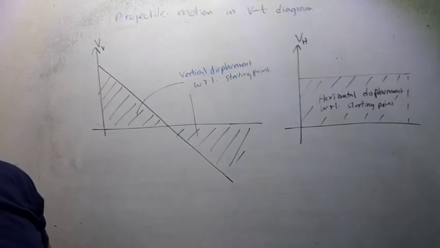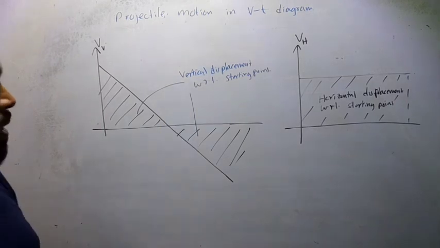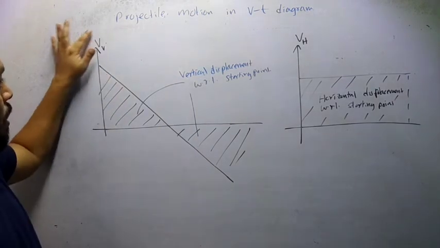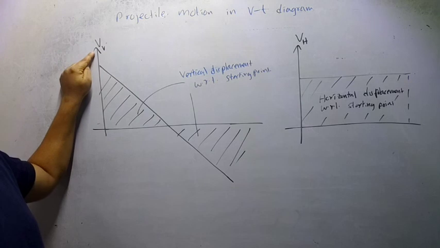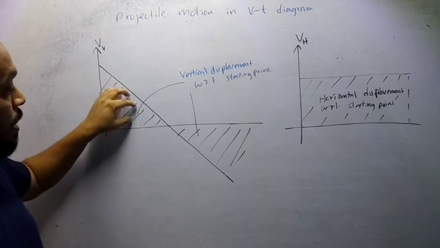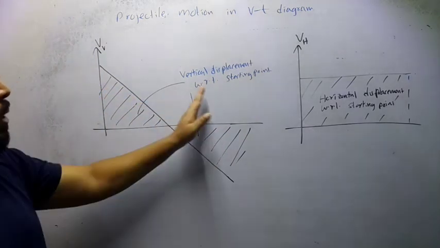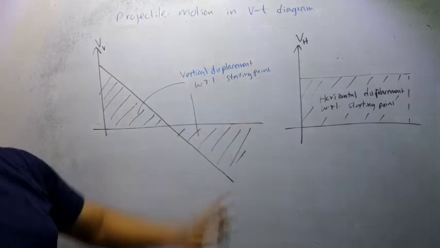Right. So make a note on this. If you look at the VT diagram based on the vertical component of the velocity, the area under the curve gives you vertical displacement with respect to the starting point.